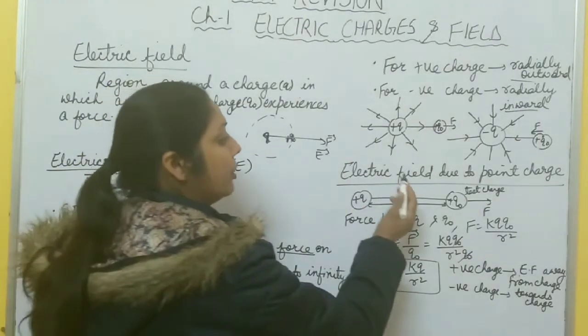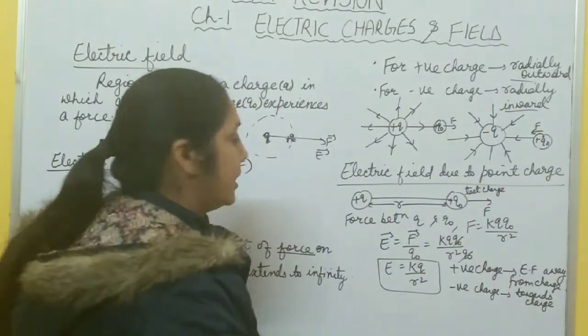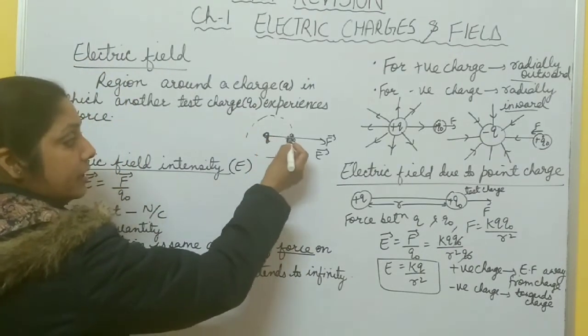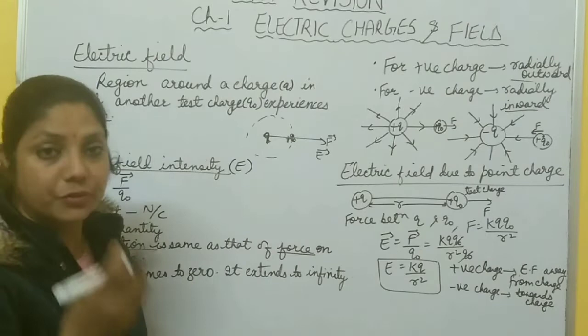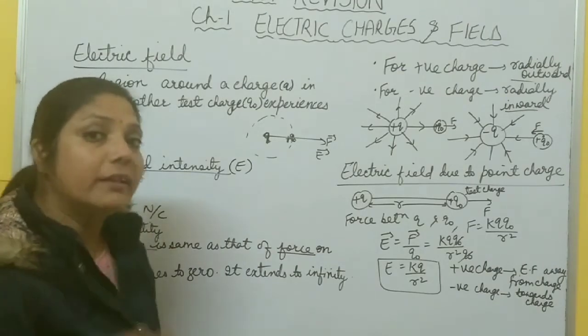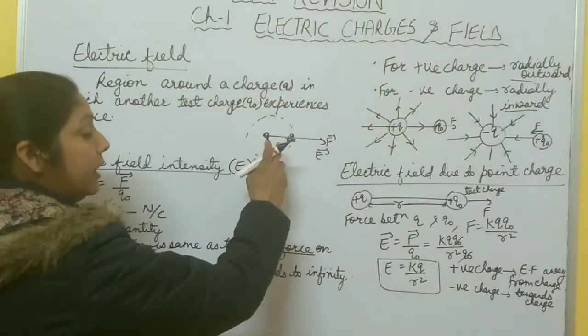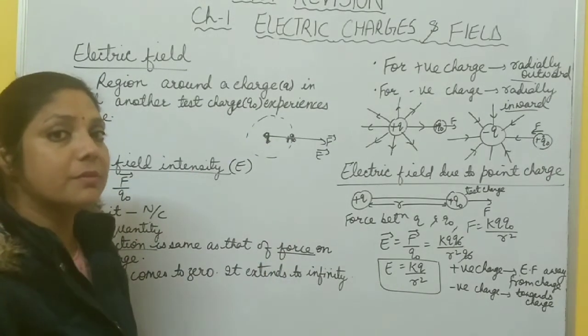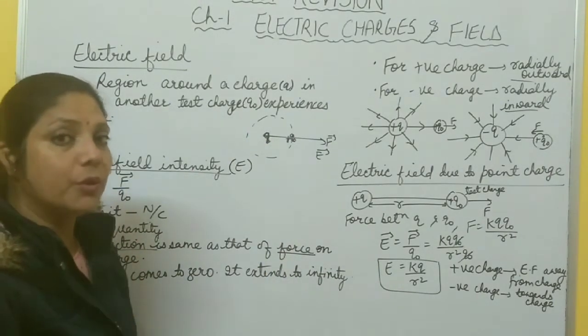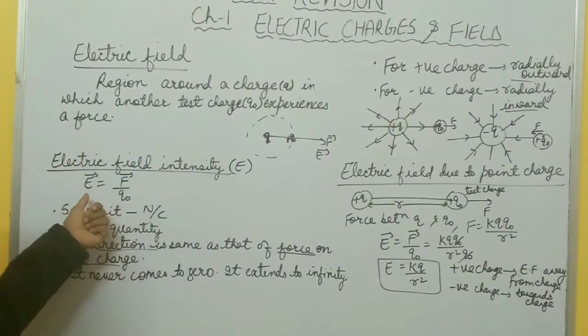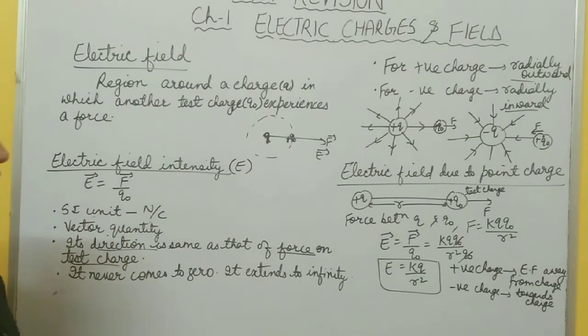Now, what is the formula for electric field due to a point charge? This is a point charge, and due to this point charge, a test charge experiences some force, and we calculate electric field intensity at this point. So, using Coulomb's law, in terms of Q, what is the value for electric field intensity? You know, electric field intensity is force per unit test charge.